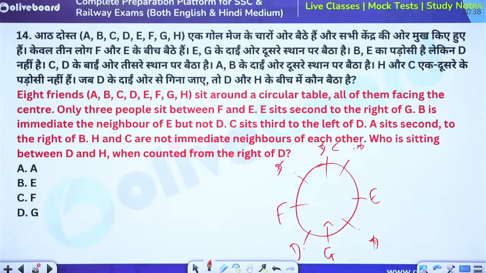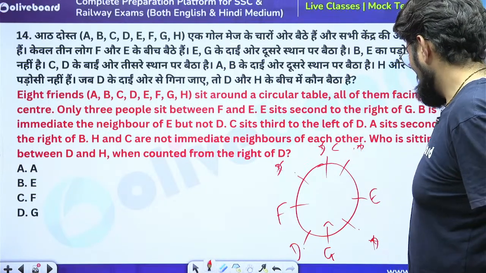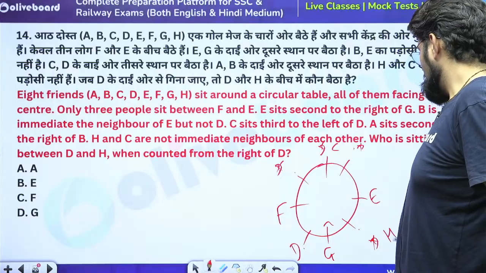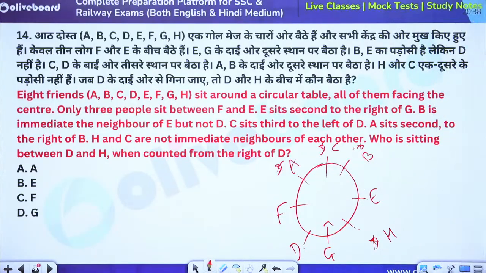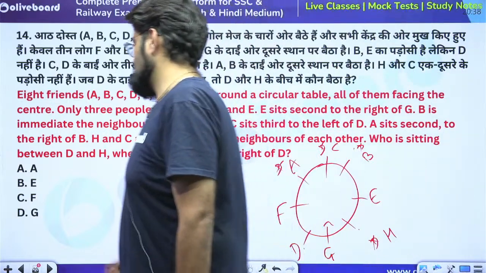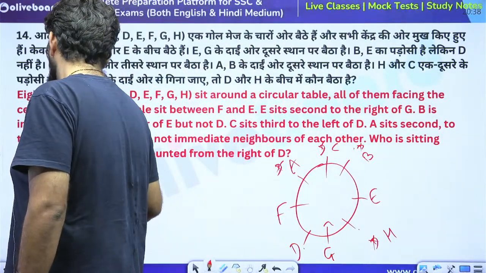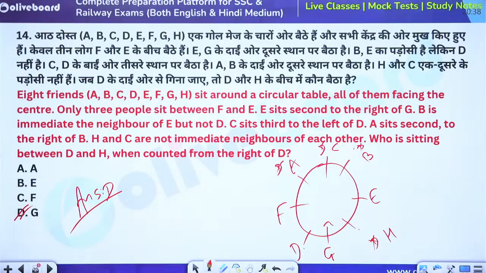H and C are not immediate neighbors of each other. So H is not going to sit in either of these places. So H has to sit here. If H sits here, B has to sit here. So then A will have to sit here. Done? Who is sitting between D and H? It's G. When counted from the right of D, it's G. Option D is the right answer. Interesting? Almost everything is given to you directly. So we are just putting direct information here, nothing else. Next.